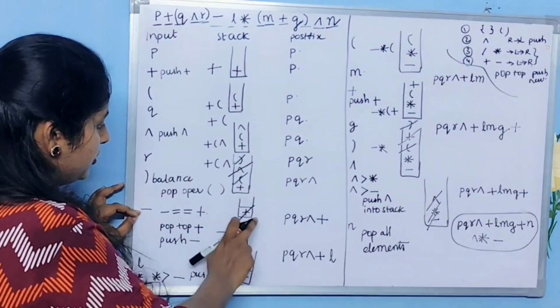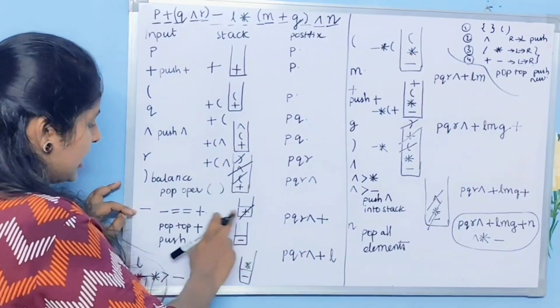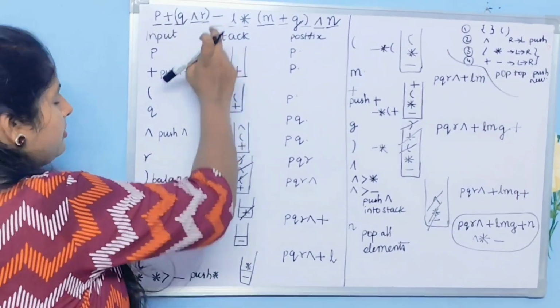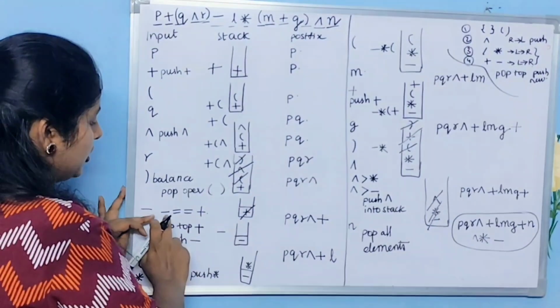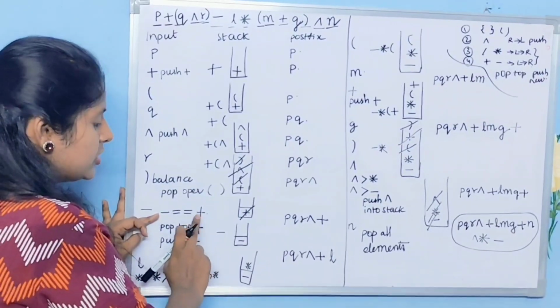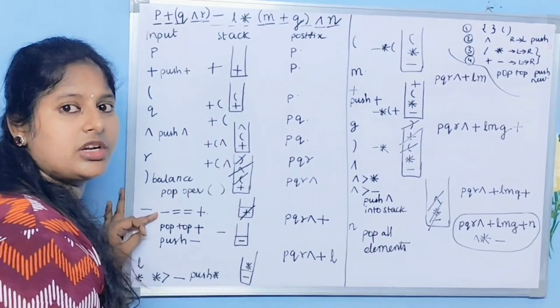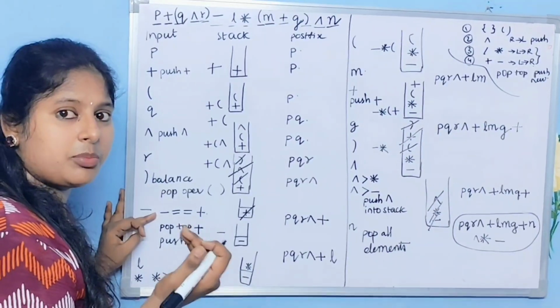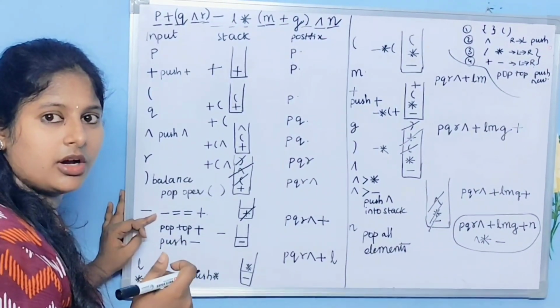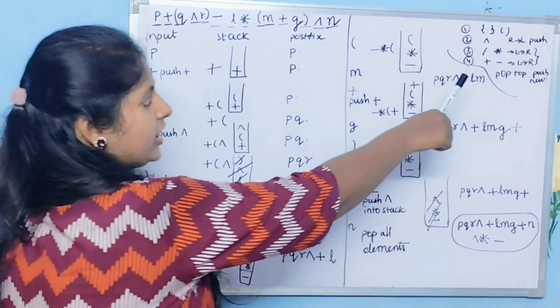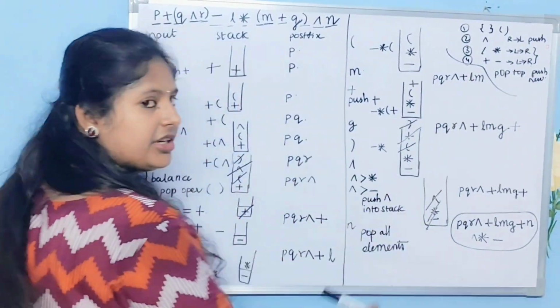Plus is left in the queue. Sorry. Plus is left in the stack. Now, what is the input symbol? Minus. So compare new operator equals to plus. So in case if two operators are equal, then you have to check the associativity. Associativity for plus and minus is left to right. Okay. What is the rule for left to right? Pop top and push new operator into the stack.